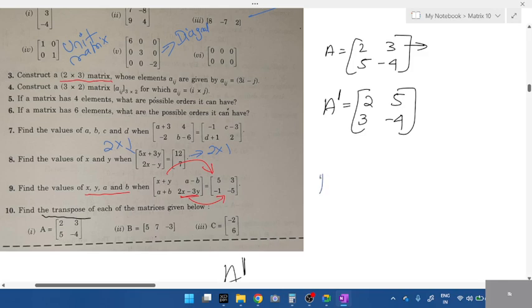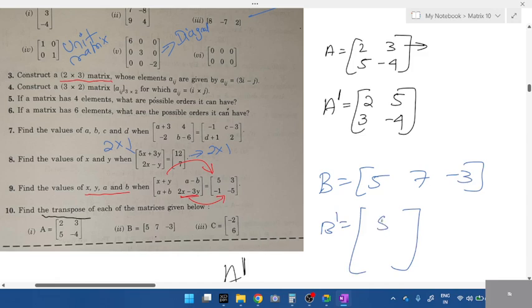Now tell me B dash, B is equal to 5, 7, minus 3. One row is given. What is B dash? Convert into column. 5, 7 and minus 3. Try C, try the third one. Column matrix is given. Convert into row matrix. This is the concept of transpose of matrix.